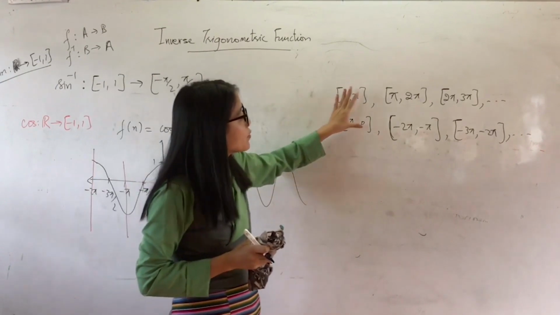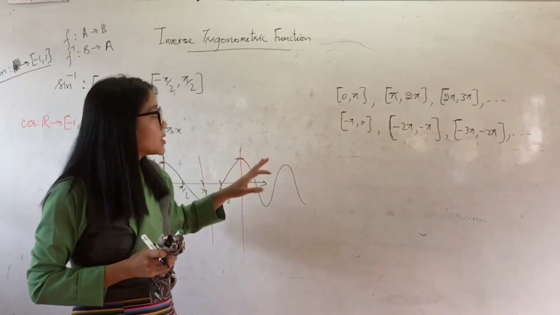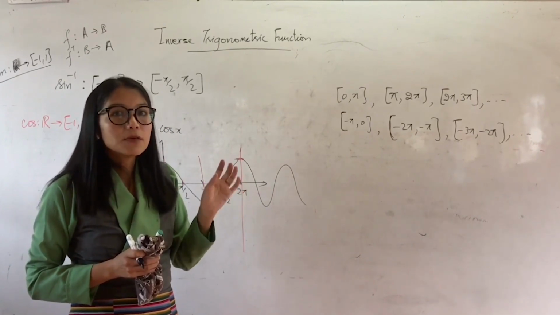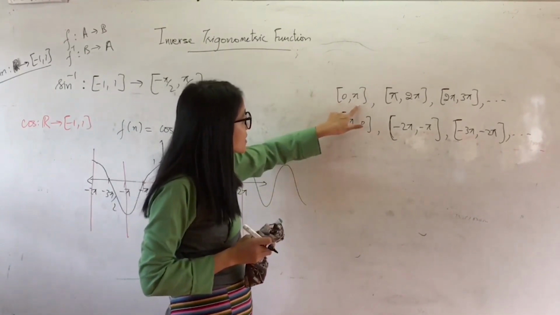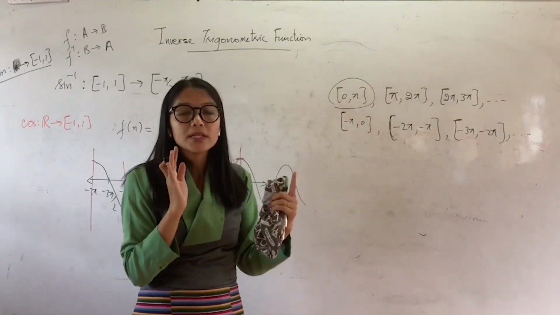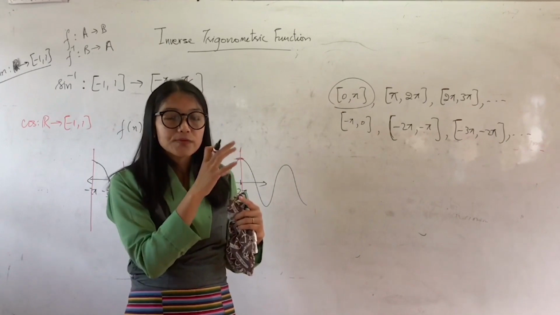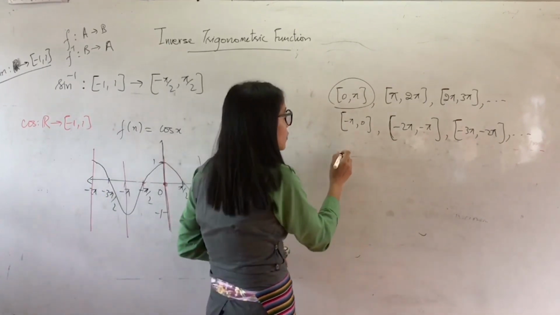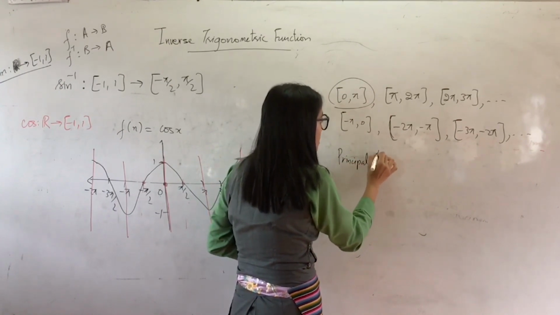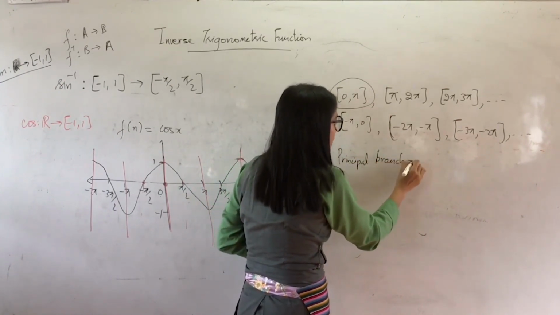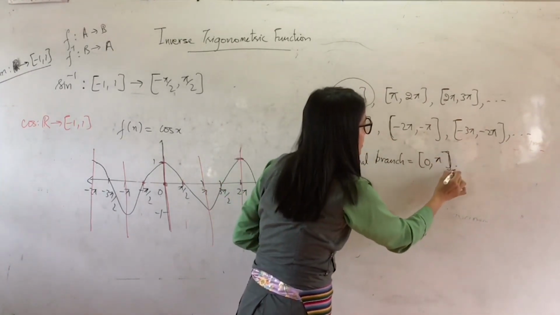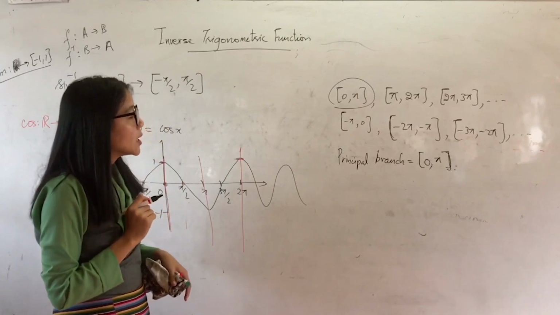So these are all the branches for the cos function. Now can you find out what will be the principal branch for this? Principal branch means you have to take that branch which includes the first quadrant. So now you can clearly see this one will be the principal branch, is it? 0 to pi means first and second quadrant. So the first quadrant is included here. So therefore the principal branch is 0 to pi. This is the principal branch of cos.